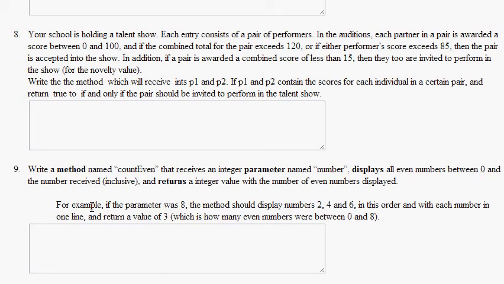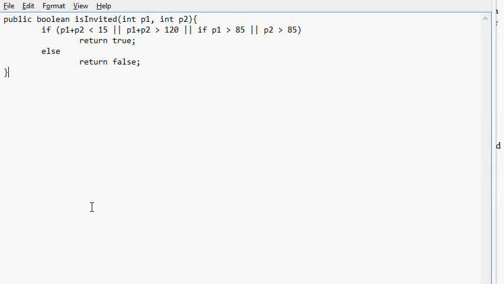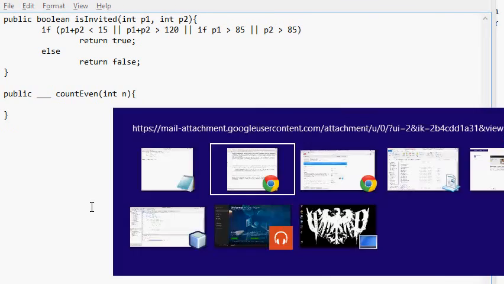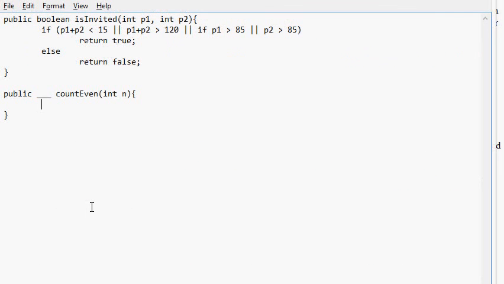Next, write a method named countEven that receives an integer parameter named number, displays all even numbers between 0 and the number received inclusive. So it receives an integer parameter and it's named countEven. Let's start there. Public int, I think we're gonna return this, I don't remember what we're gonna return. CountEven, and receives an int. I don't remember what we're gonna return right now, so let me go look.